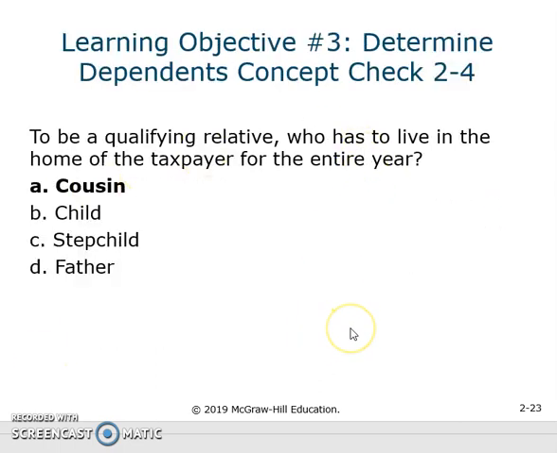So to take a look at a quick example, to be a qualifying relative, which of the following individuals would have to live in the home of the taxpayer for the entire year? If we go back and look at that long list of relatives that qualify for the relationship or member of household test, we will see that cousin is not listed. So the cousin would have to live in the home of the taxpayer for the entire year to qualify.